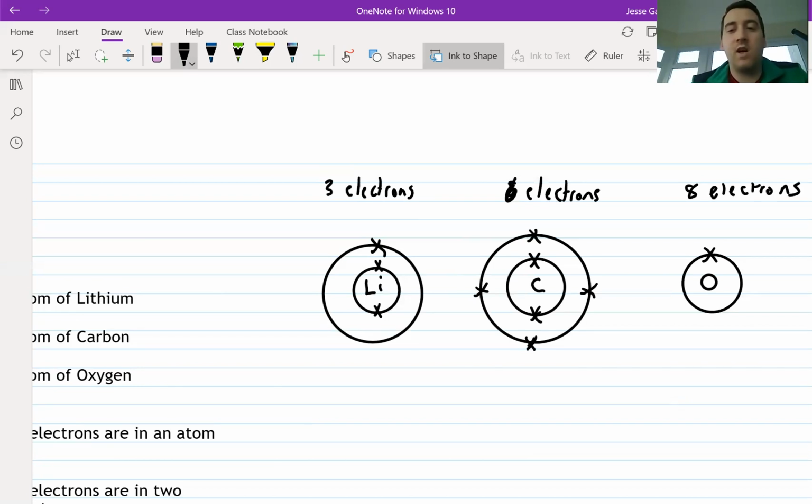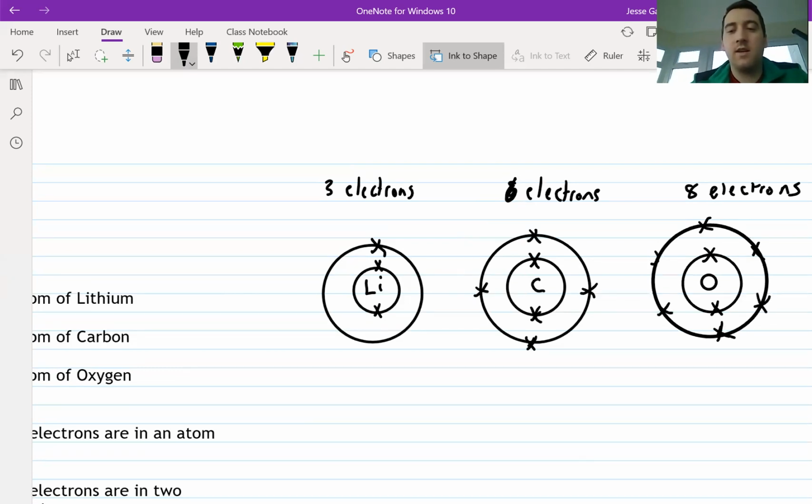So well done if you got those bits right. And then we need to know that oxygen has 2 electrons in the first energy level, and it's got 6 more because it's got 8 altogether. Like this.